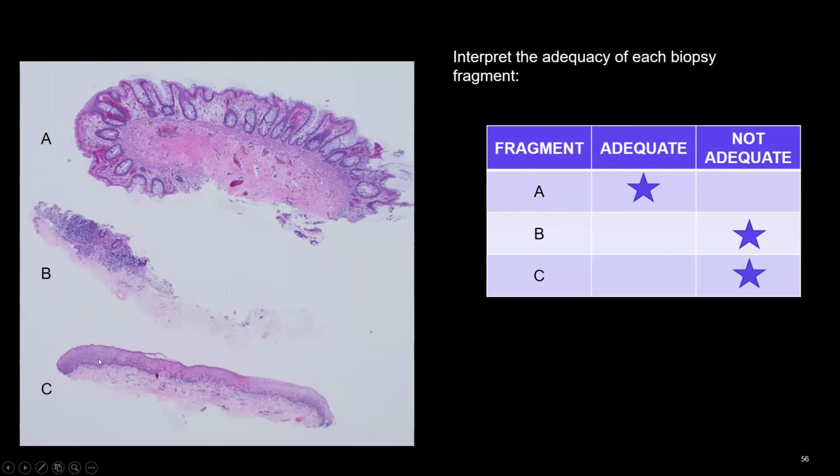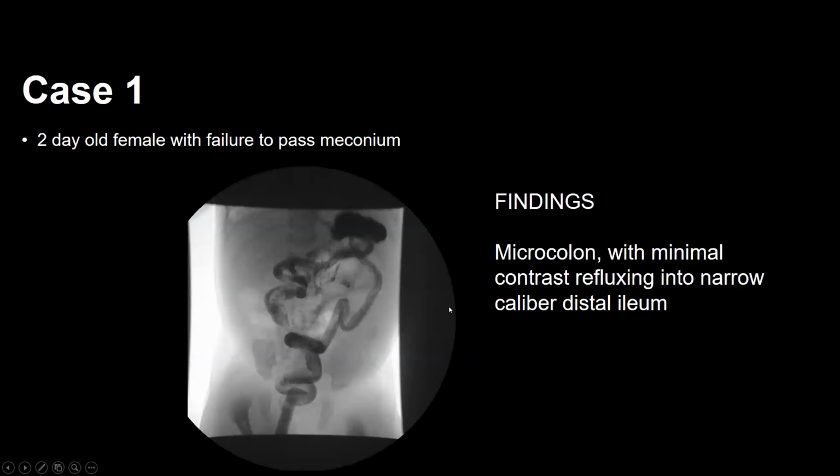Fragment C is a fragment of squamous anal mucosa. So you would never be able to use this for diagnosis of Hirschsprung because, as I mentioned, the innervation is very different from the rest of the gut. And so this is just the answer.